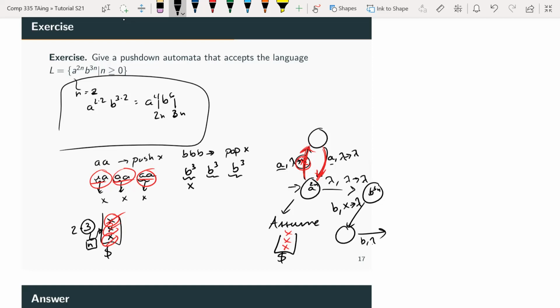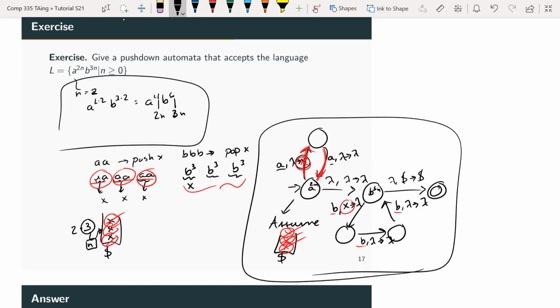Then you read another B, you're not gonna change your stack. Then you read another B, you're not gonna change your stack. So at the end, what's going on is that for 1, 2, 3 B's, you're going to pop 1 X. So if here you have 9 B's, then you're gonna pop this one, this one, and this one, okay? And then what you expect is that at the end, you have nothing left. So essentially you expect to have your $ sign and to end in a final state, okay? And then this is your PDA for this language, okay?